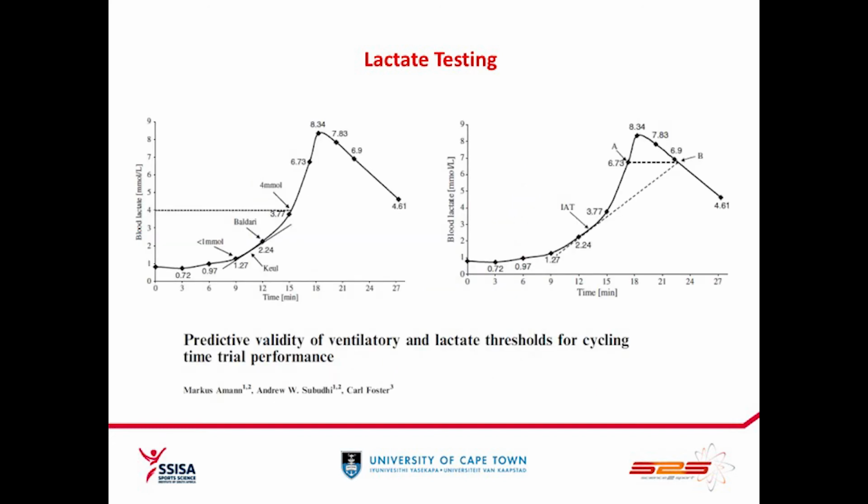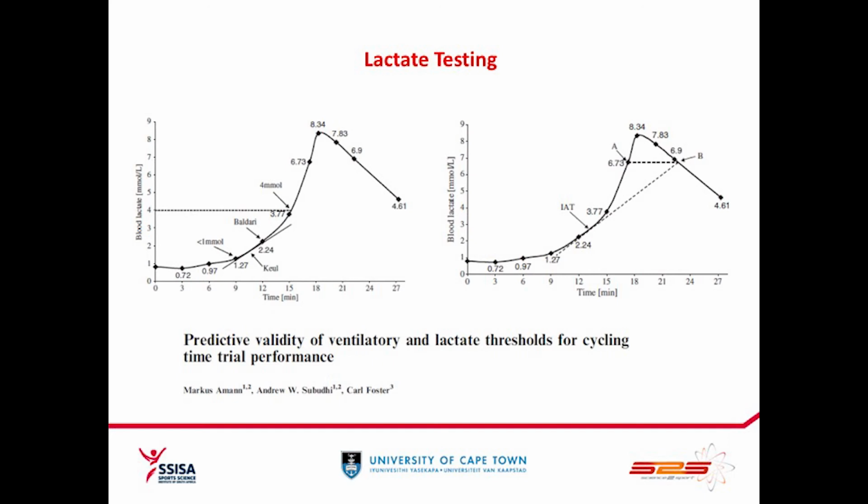This is an example of many different definitions. This is from Marcus Aman's paper where he reviewed them. And these are some of the different methods: the Baldari method, 4 millimolar, the curl method, the individual anaerobic threshold, and various ones. And the point is they all give a different value. What do they mean? And how reliable are they?